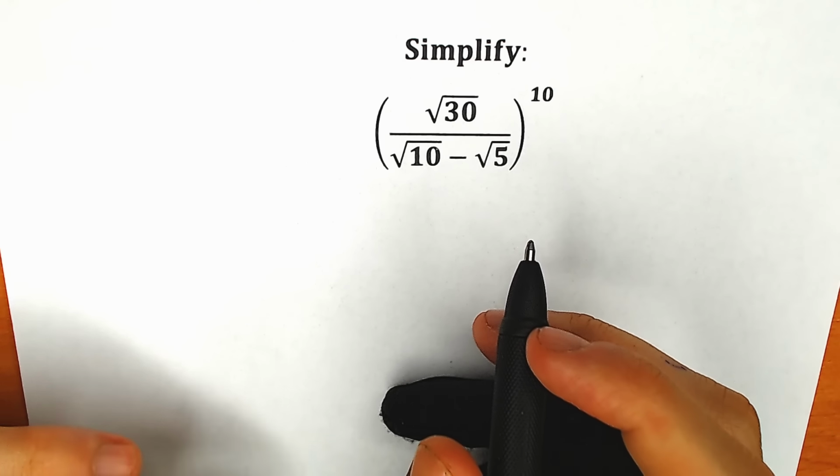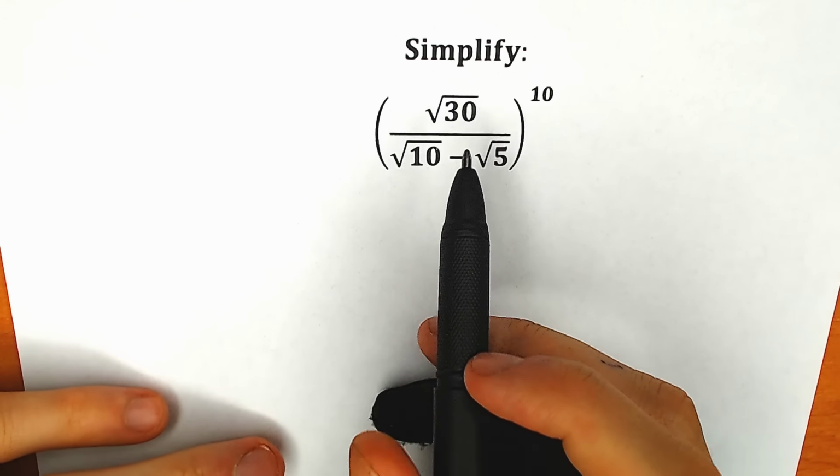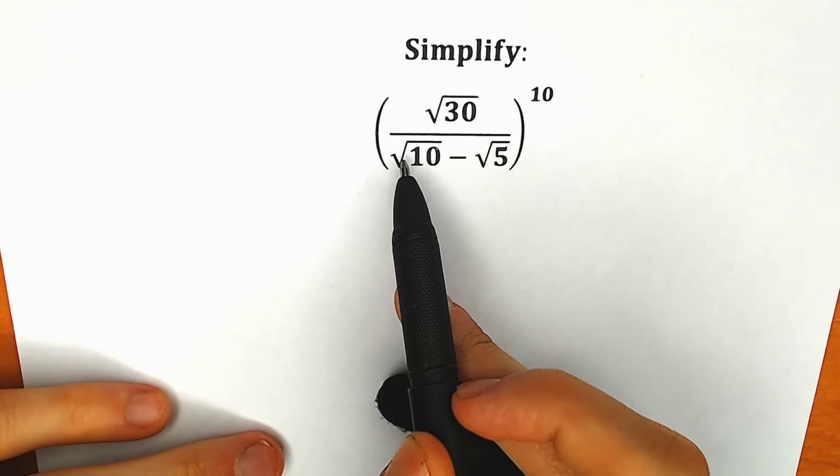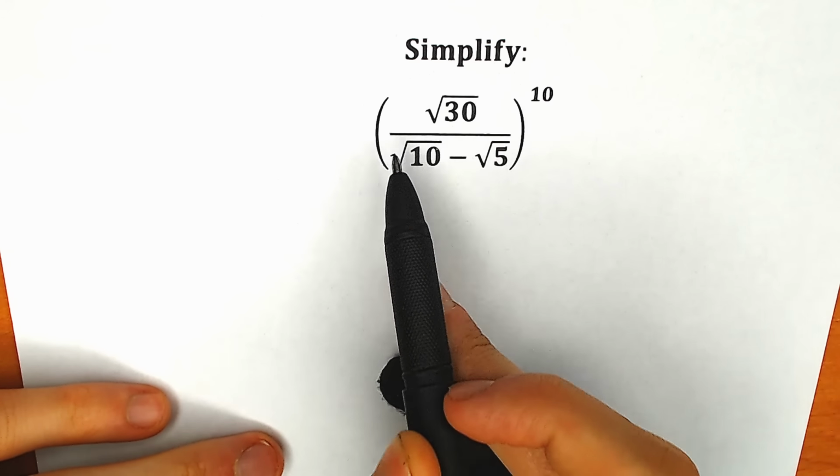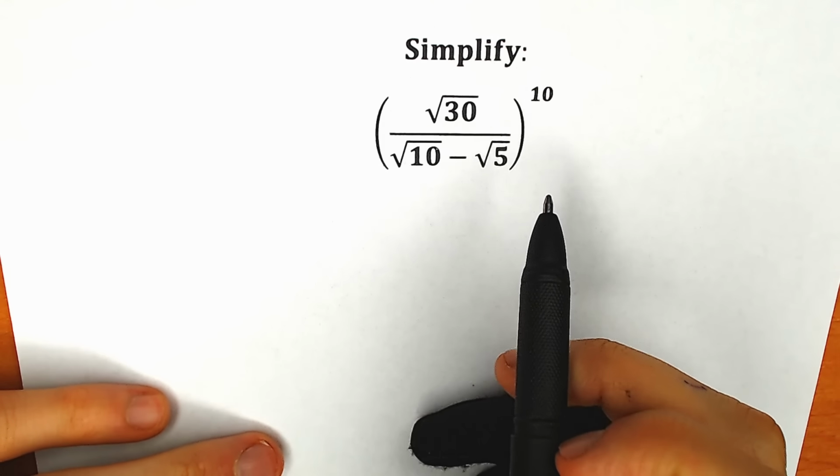Today we have a really interesting question from an entrance examination: square root of 30 all over square root of 10 minus square root of 5, and we raise this whole expression to the power 10.